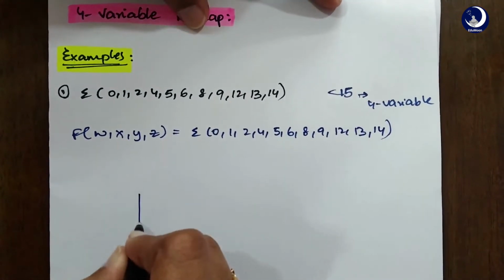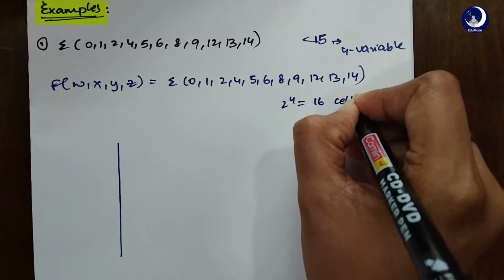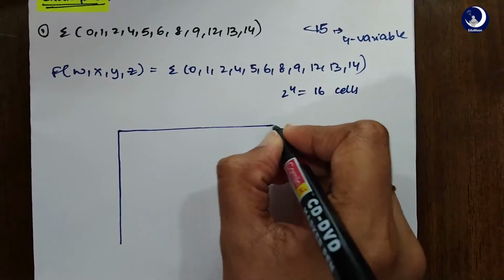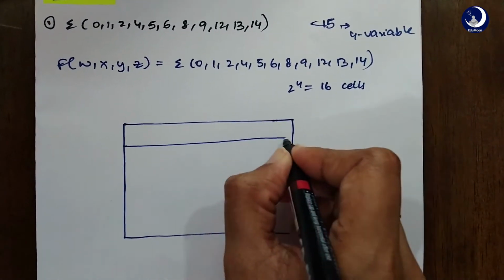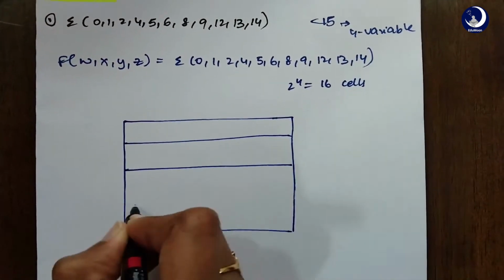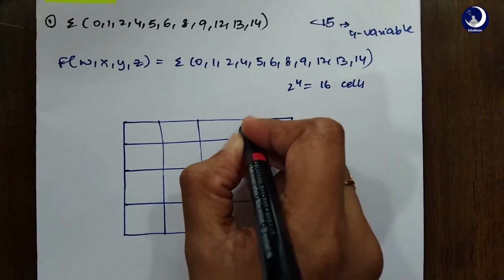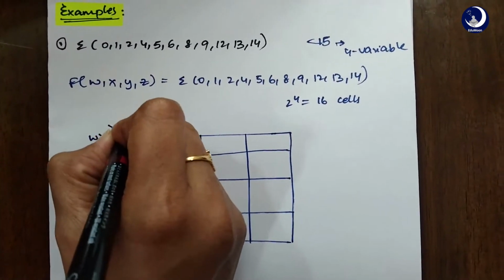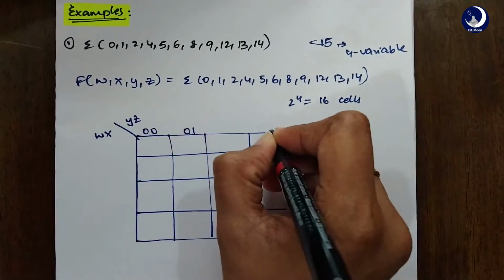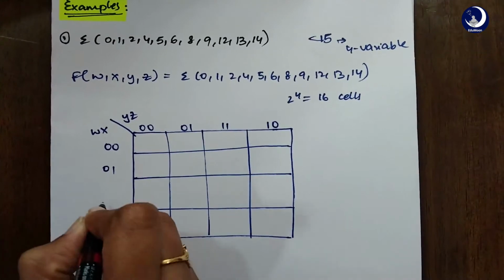Now let's try drawing a K-map. As we have 4 variables, we'll be having 16 cells or 16 squares. So how do we draw that? I'm just drawing it in a bigger view so it will be easier for you. So we come to here to be wx and yz: 00, 01, 11, 10, and 00, 01, 11, 10.